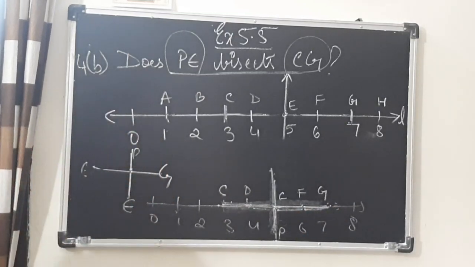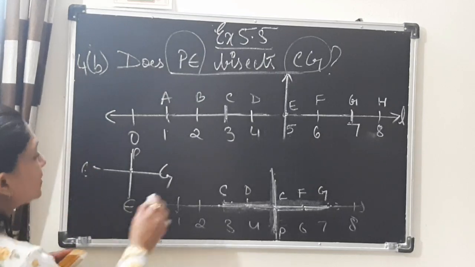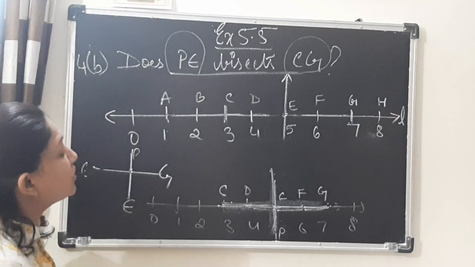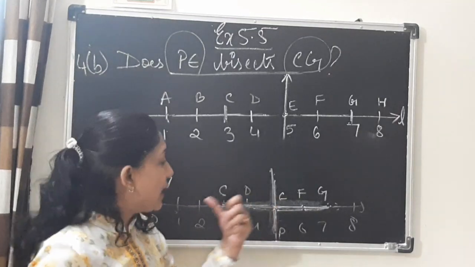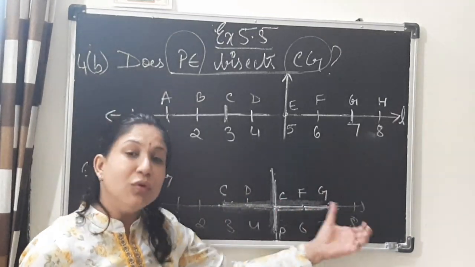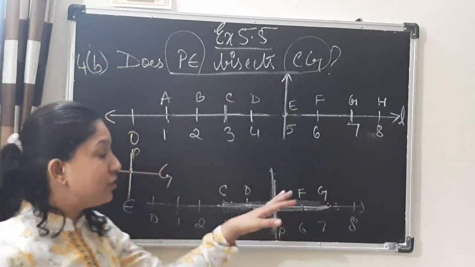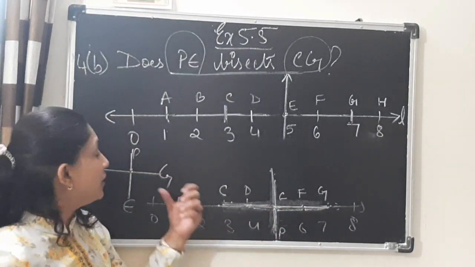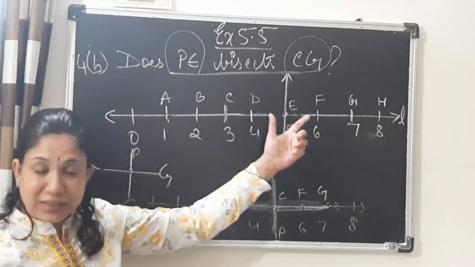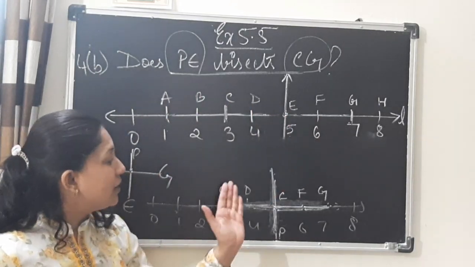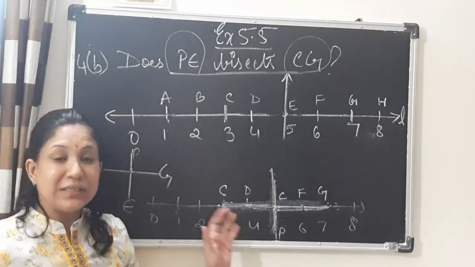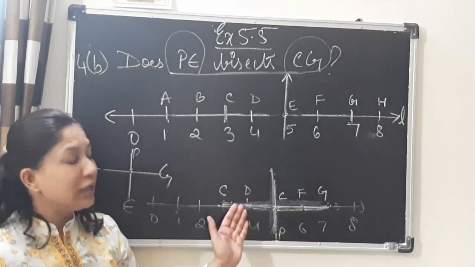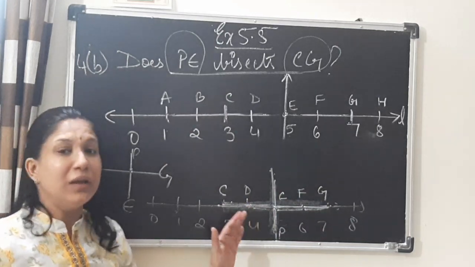So for this also the answer will be yes, PE bisects CG, because PE bisects line CG into 2 equal halves. So this will be your solution. You write down the solution. I have told you the statement: yes, PE bisects CG because line PE bisects CG at point E where the line gets divided into 2 equal halves.